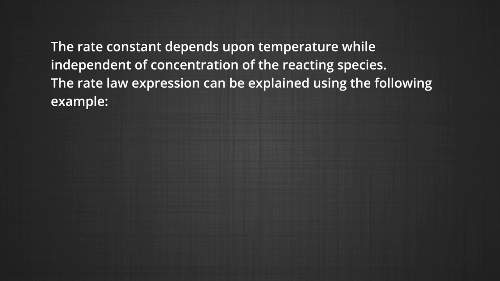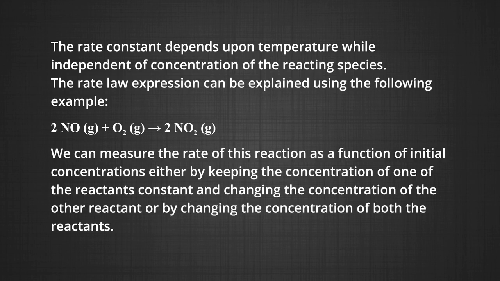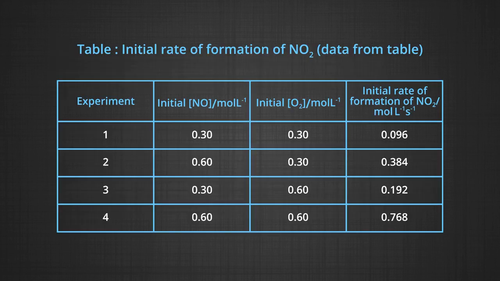The rate law expression can be explained using the following example. 2 moles of nitric oxide plus 1 mole of oxygen gives 2 moles of nitrogen dioxide. We can measure the rate of this reaction as a function of initial concentration, either by keeping the concentration of one of the reactants constant and changing the concentration of the other reactant, or by changing the concentration of both the reactants. The following results are obtained.